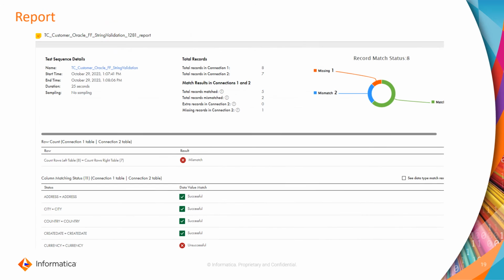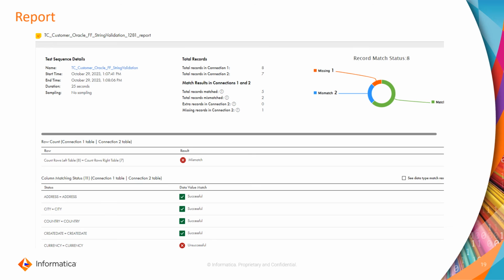When you click on view report, you will see a detailed report which will tell you similar details, and in the detailed report you can see how many are the total records. As we showed you in the data initially, connection 1 has 8 records, connection 2 has 7 records. And what are the matching results? Total records matched are 5, total records mismatched are 2, extra records in connection 2 is 0. As you see, connection 2 has one less record, so missing records in connection 2 is 1. It also shows you a graphical representation of it.